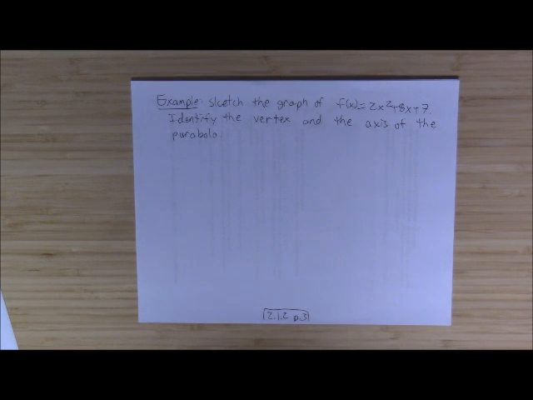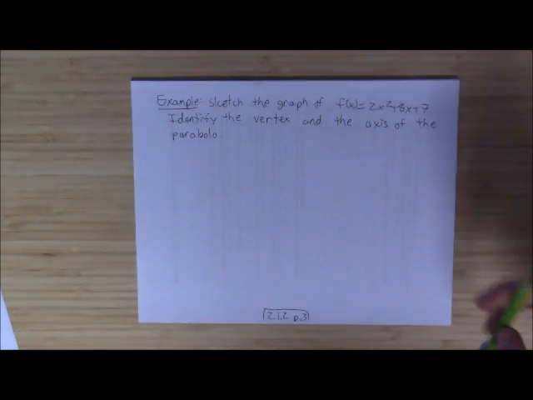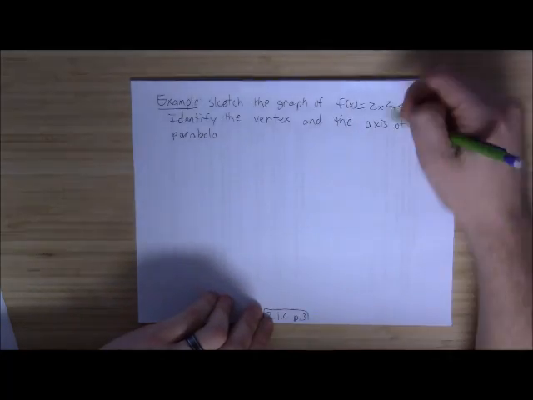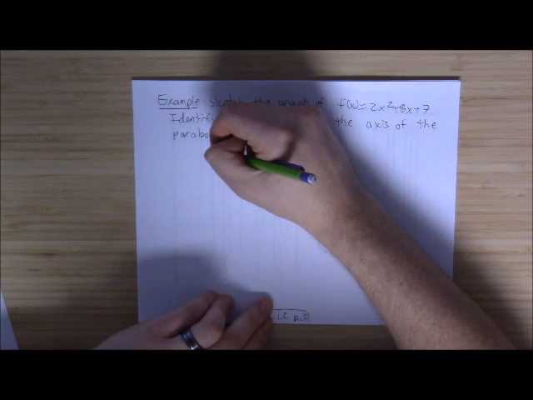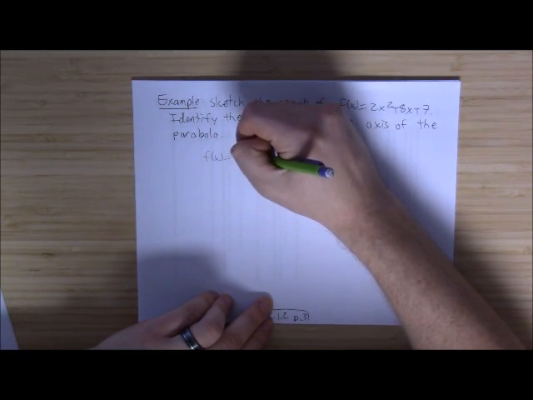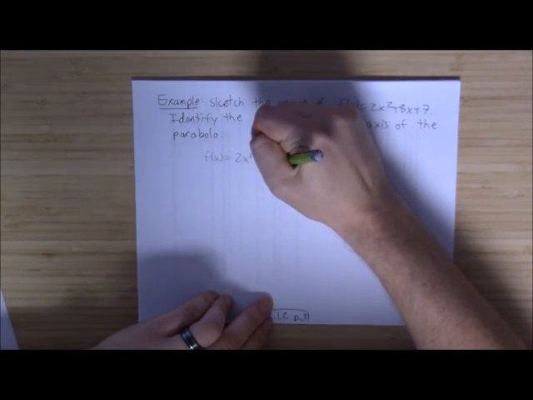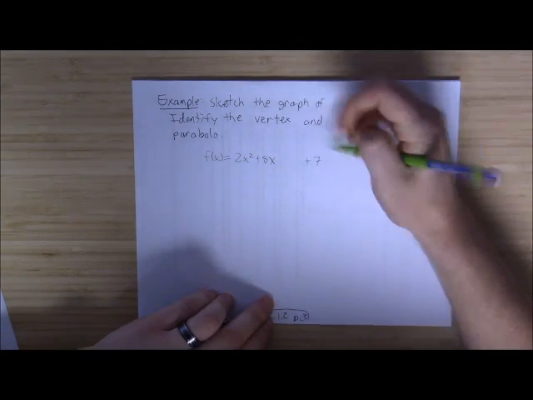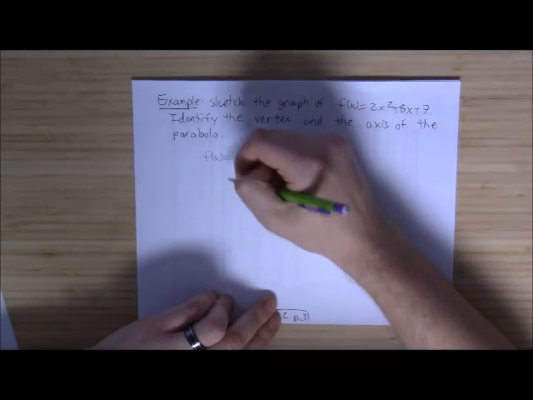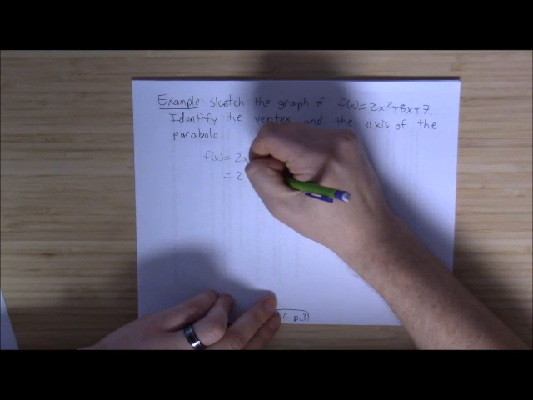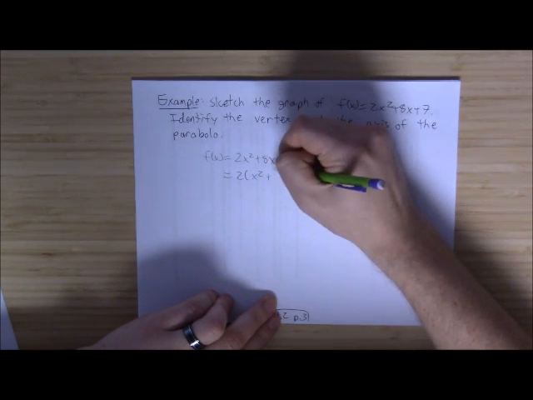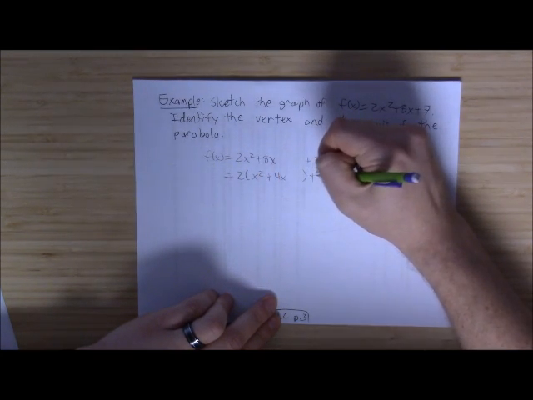So for example, let's try sketching the graph of f of x equals 2x squared plus 8x plus 7, and also identify what the vertex and the axis of the parabola are. Here, first, we're going to complete the square to get it into standard form. To do that, first we separate off the 7. So write f of x equals 2x squared plus 8x plus 7. And then we're further going to factor out the 2, our a. So 2 times (x squared plus 4x) and then plus 7.